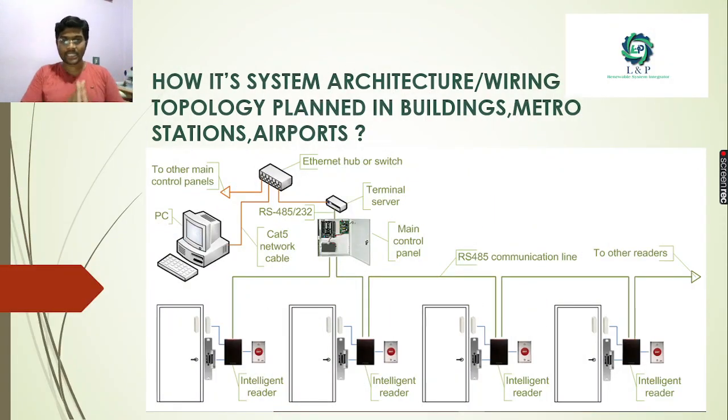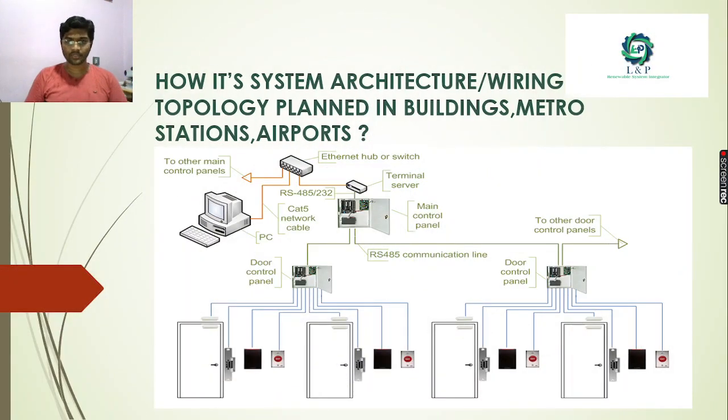So this is another example. If we have intelligent card readers, the entire system we can connect to the main control panel. From the control panel, with the help of a terminal server, we can connect to the Ethernet. From there we can connect to the PC and we can monitor the entire system.